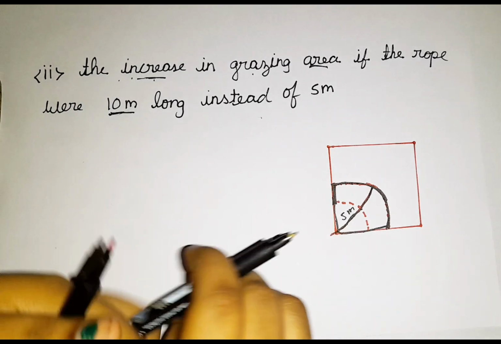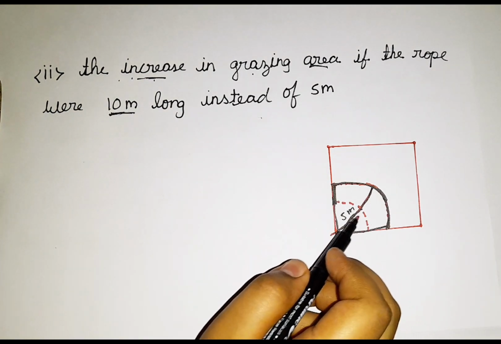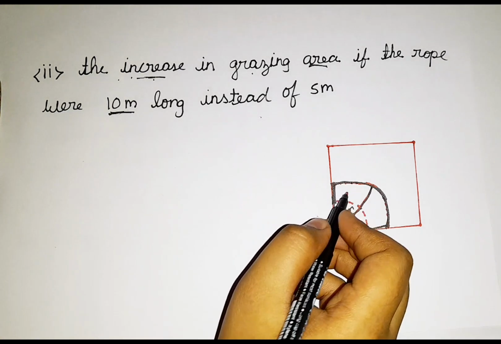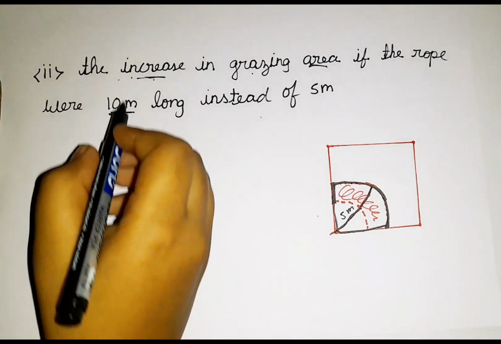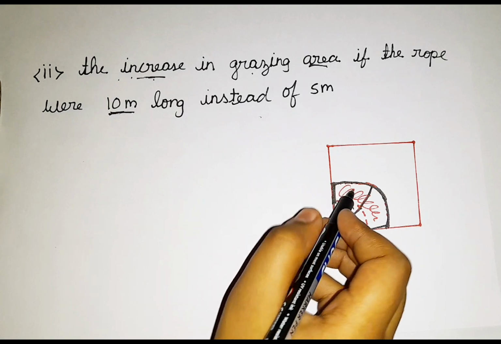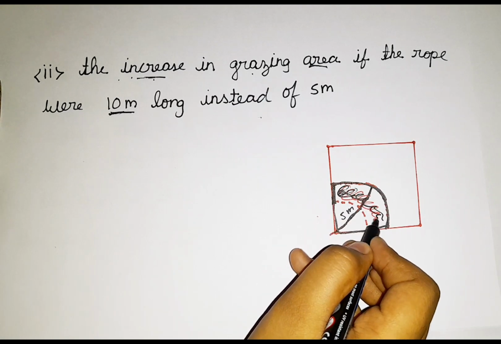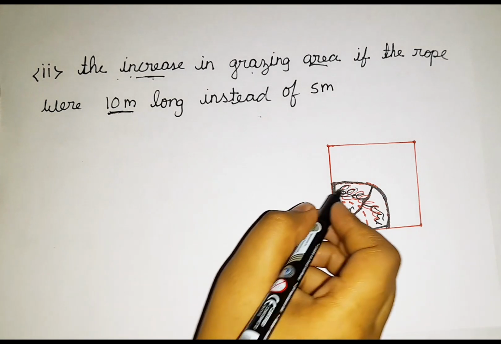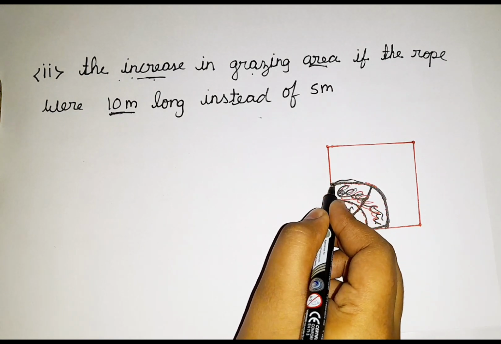Since you know that now it is forming a sector, how to find it guys? Think about it. We want only this area. Why? Because they just want the increasing part, am I right? The area we increased is this area, 10 meter long. So what to do guys? Remember what I said. I want only this single part.